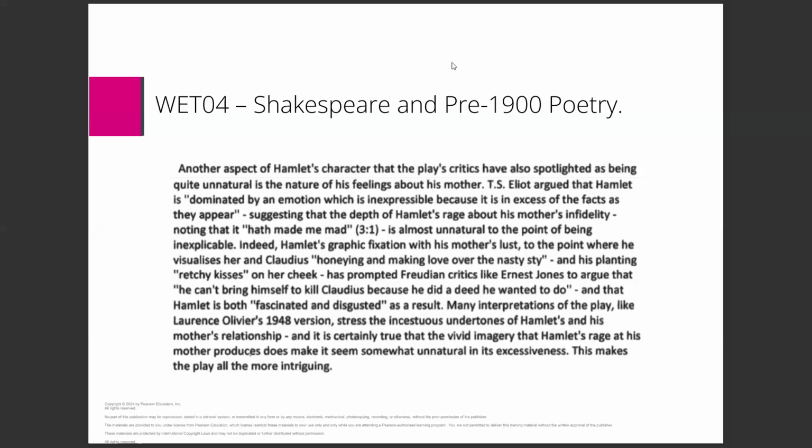So the candidate manages their materials well. They move quite fluidly between critical sources and the text itself, and they keep an eye on the question at all times. So this is someone who is sort of moving through and making that nuanced argument that we're hoping to find.